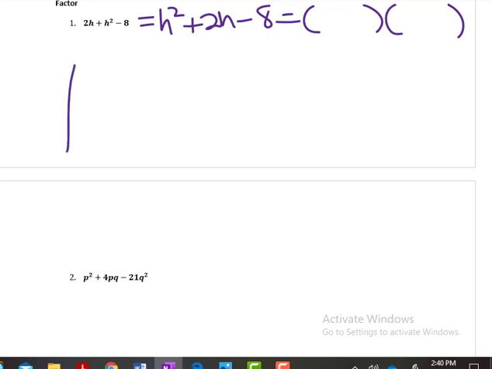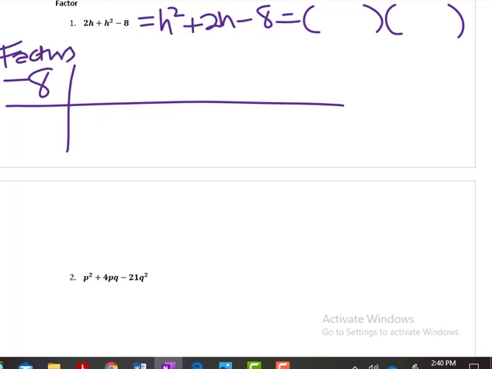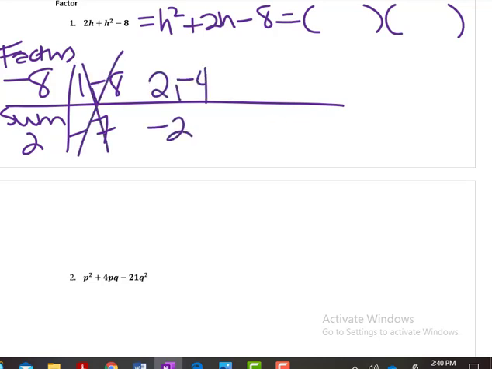All right, so I'm going to look for the factor pairs of -8 that sum to +2. Well, for -8, 1 and -8 gives me -7. It's not even close. 2 and -4 gives me -2. So that is close. So I'm going to change the -2 to a +2, the 4 to a +4, and then the -2 would end up being positive. So my answer is h plus 4, h minus 2. And that would be my final answer.